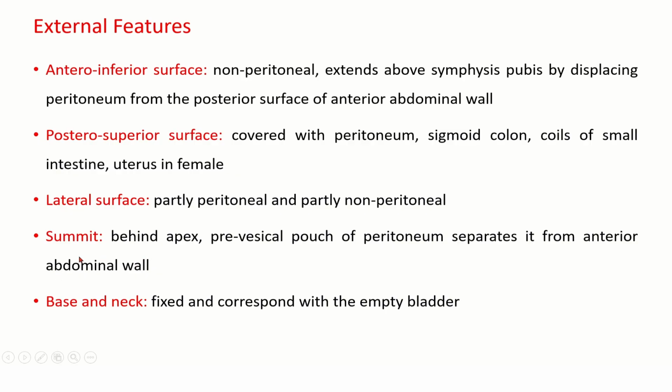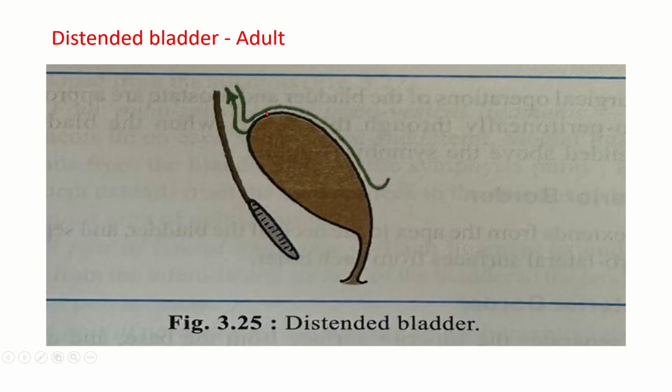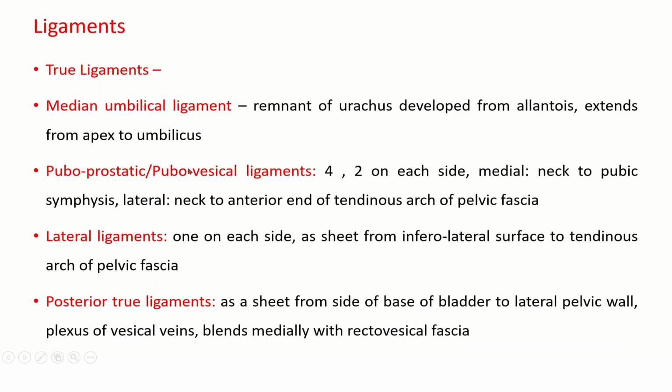And the summit lies behind the apex. The prevesical pouch of peritoneum separates it from the anterior abdominal wall. Base and neck are fixed and correspond with the empty bladder. You can see here, this is the summit. This is the apex. The summit is separated by the prevesical fossa. So this is the lateral surface what we are seeing. This is the posterior superior surface. This is the anteroinferior surface. The base and neck are constant. There are no borders when the bladder is distended.